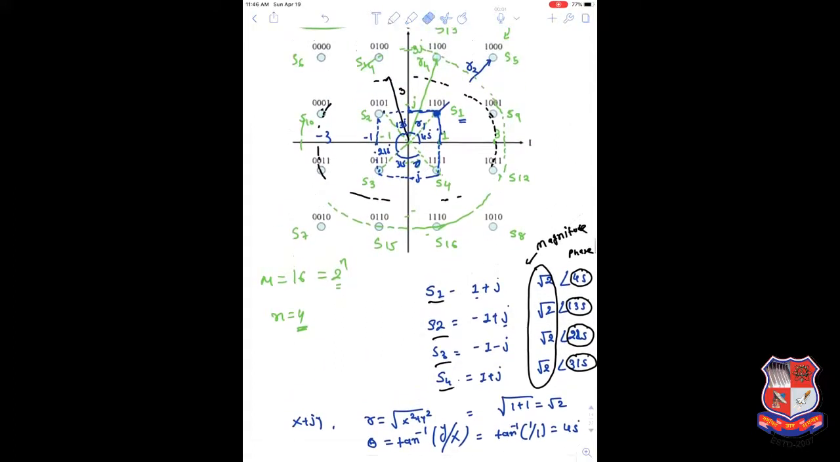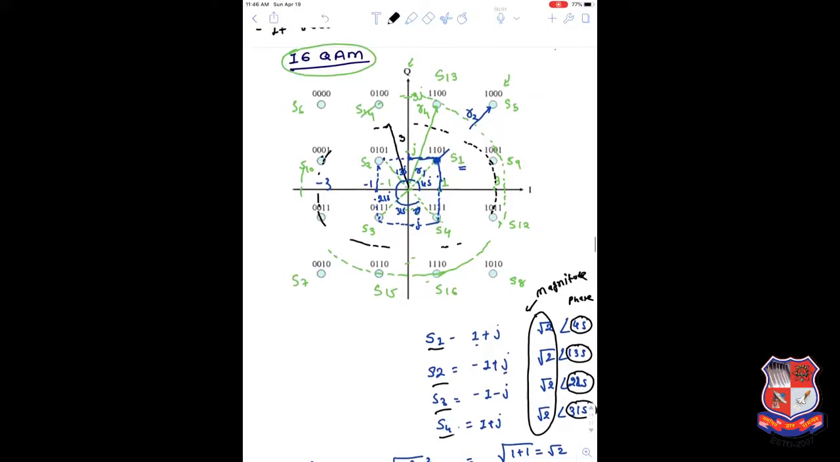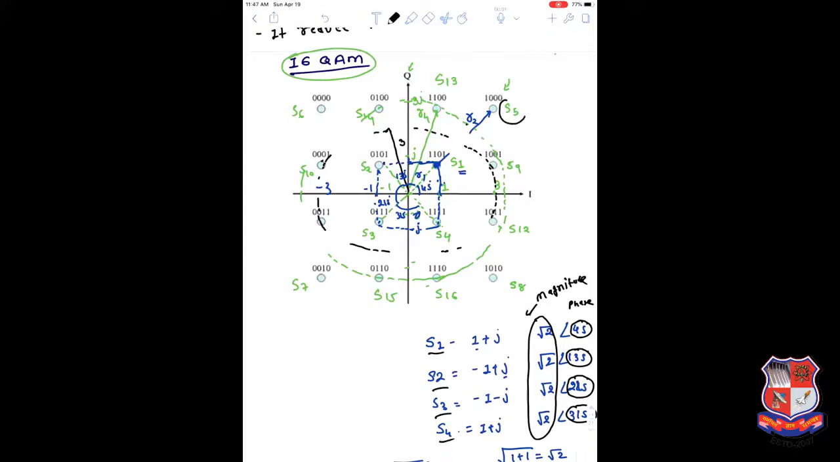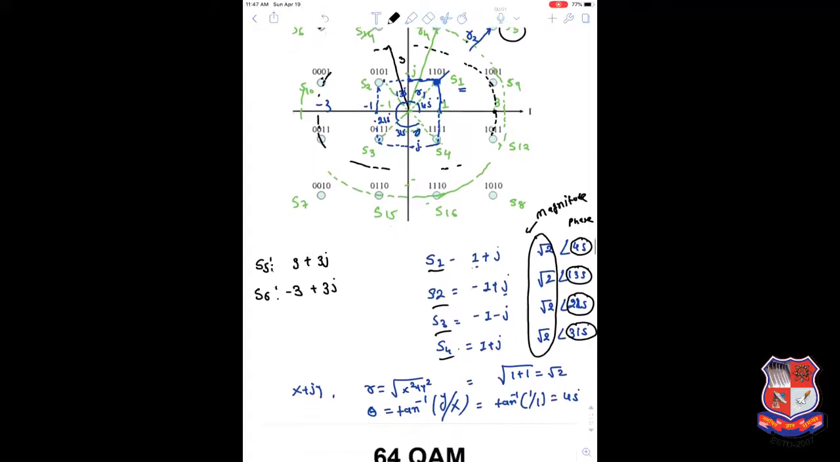Right, now if we go further and choose another symbol from any circle, like the outer circle, we can concentrate on S5. The S5 symbol can be represented as 3 plus 3j. Then the S6 symbol is -3 plus 3j. The S7 symbol is here, -3 on the real axis, and on the imaginary axis it is -3j, so -3 minus 3j. And if you consider S8, it is 3 and -3j, so 3 minus 3j.